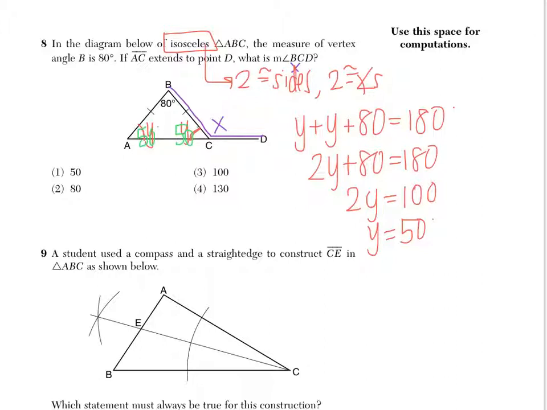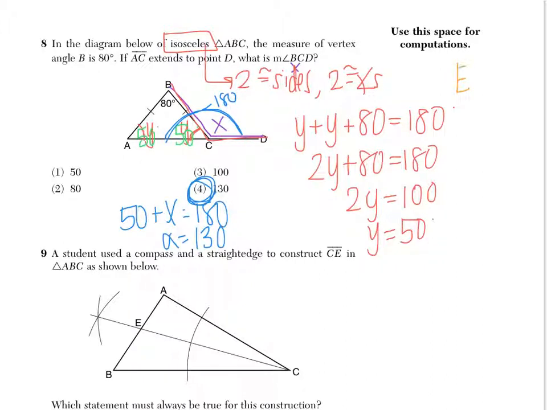My next step is to find this exterior angle, BCD. In order to do so, I have one of 2 options. I can look at this picture and say, okay, we've got 2 angles on a straight line. Of course, those sum up to 180 degrees. 50 plus x equals 180. So then x equals 130. Choice 4.